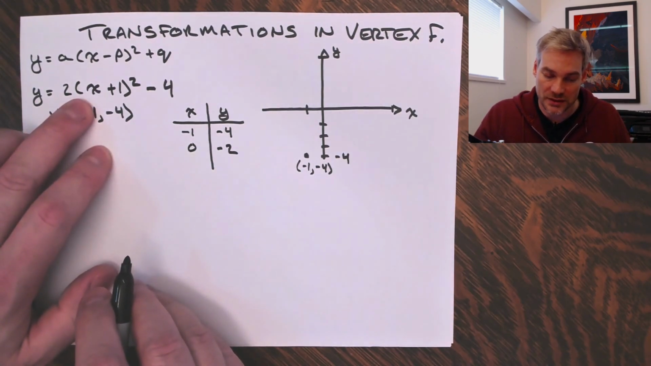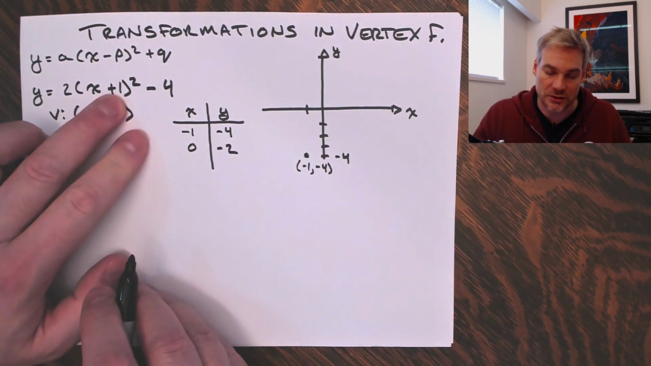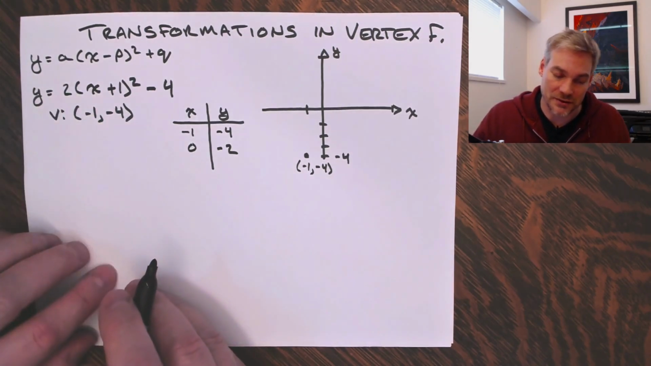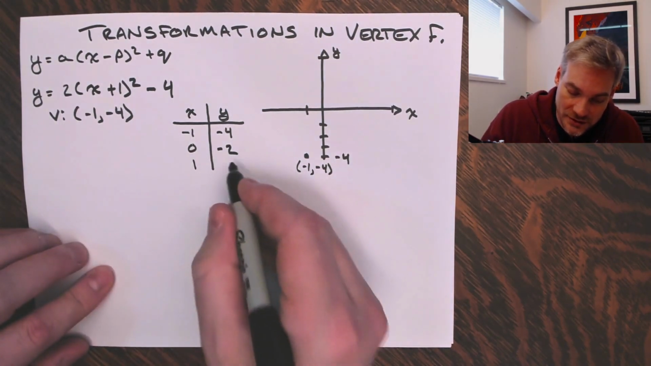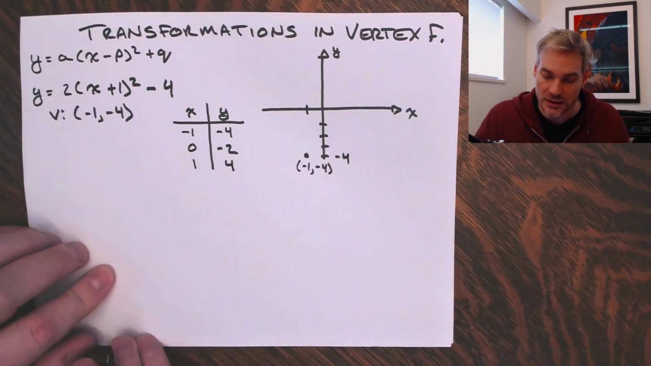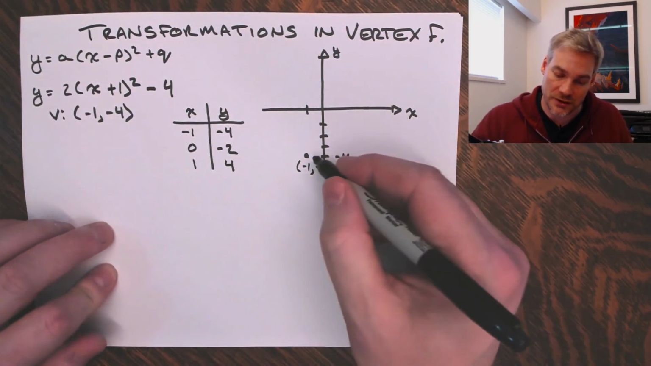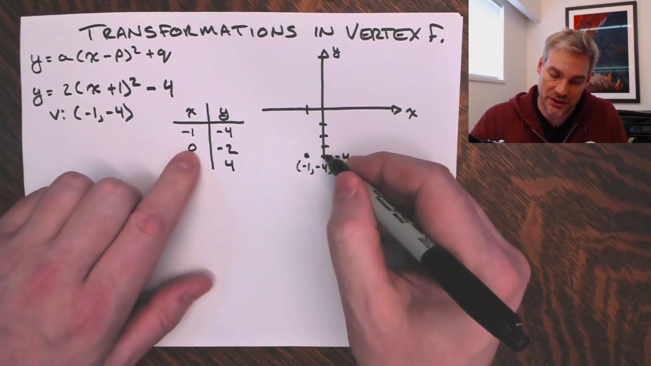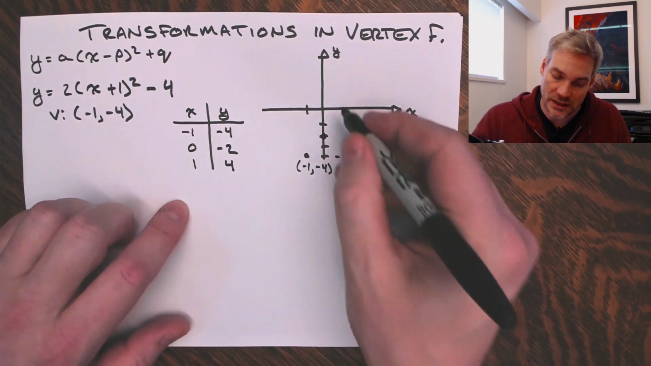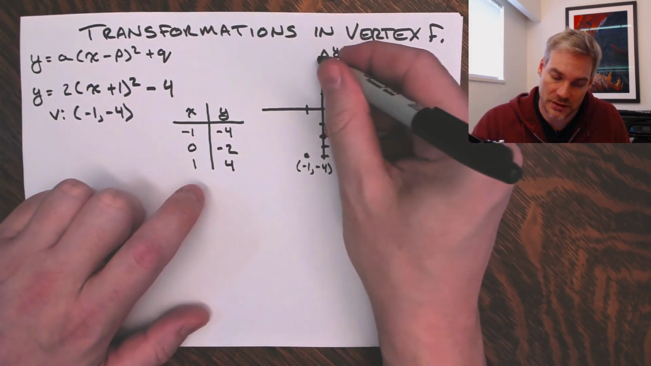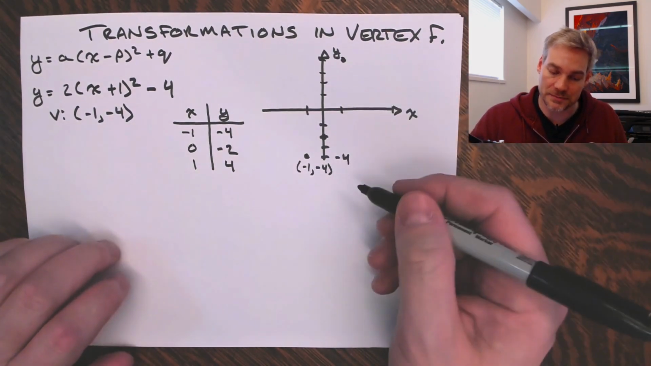Now if x is 1, that's 2. 2 squared is 4, times 2 is 8, minus 4 is 4. So what we have then is how the graph looks this way. So we go 0 and -2, and then when we hit 1, we're actually at 4. It's right at the top of the graph over here.